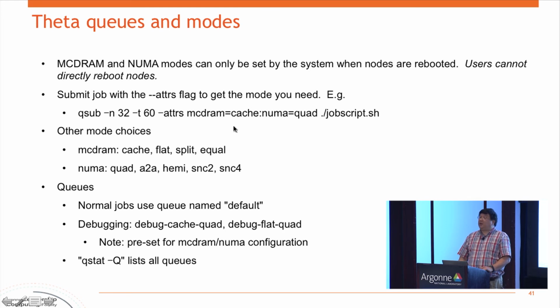And the debug queues, one of them is called debug cache quad, and the other one's called debug flat. Those nodes are permanently in those modes, so when you're running small debug jobs, you don't have to wait for this reboot.